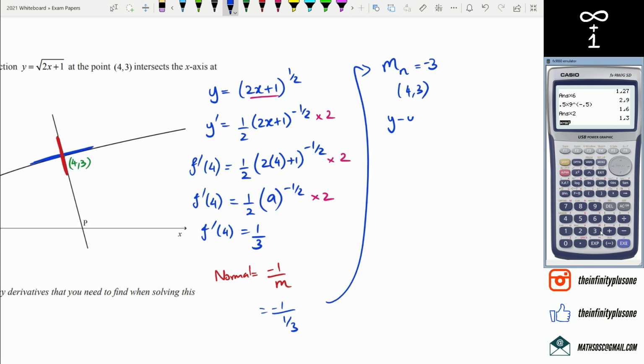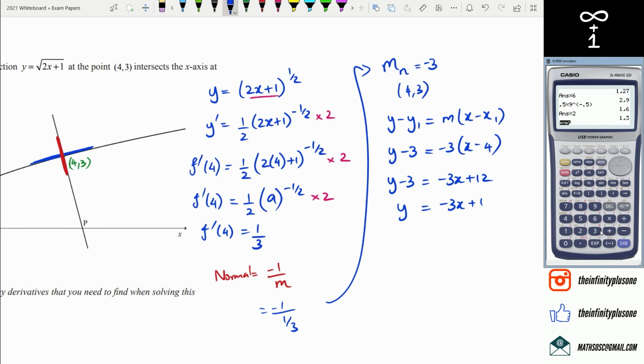I'm going to put it in a straight line equation: y minus y1 equals m times x minus x1. So I've got y minus 3 equals negative 3 times x minus 4, sorry. Then I've got y minus 3 equals negative 3x plus 12. Y is equal to negative 3x plus 12 plus 3. Y equals negative 3x plus 15.